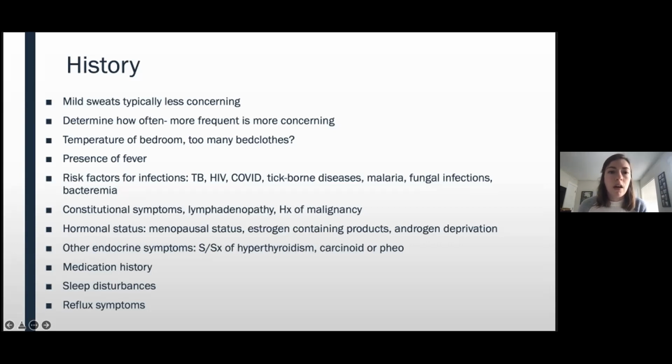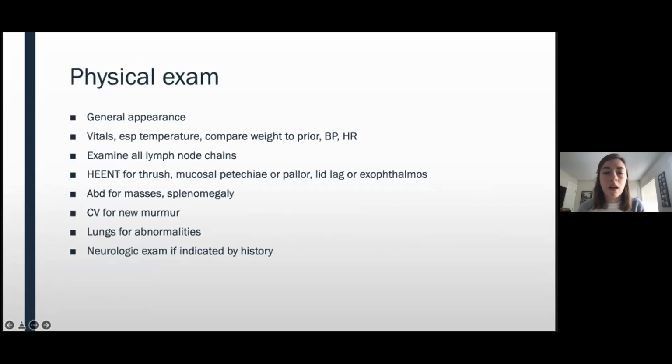And then we get into physical exam. So this is also important, but I think might not be as elucidating as the history, but you do want to make sure you're looking at their general appearance. Do they look cachectic? Do they look well? Their vital signs, especially focusing on if they have a documented fever, comparing their weight to prior, making sure that their blood pressure is normal, and that the heart rate is normal as well.